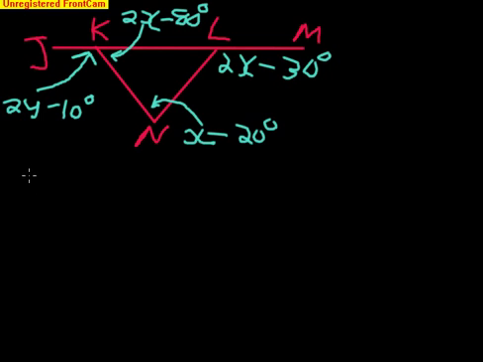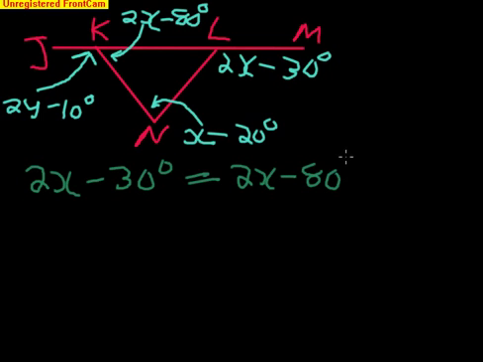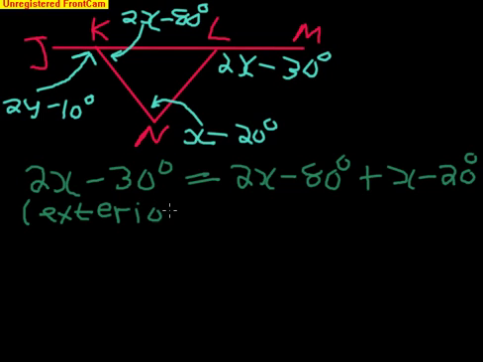So therefore we may write that 2x minus 30 degrees equals 2x minus 80 degrees plus the other angle, which is x minus 20 degrees. Our reason would be exterior angle of triangle KNL.